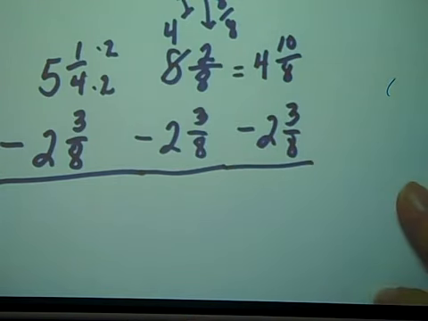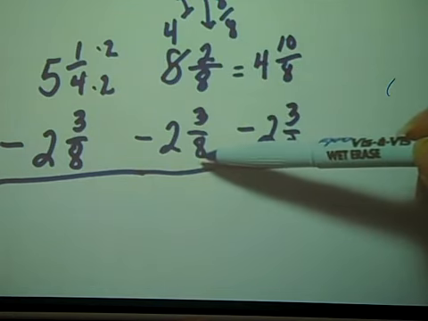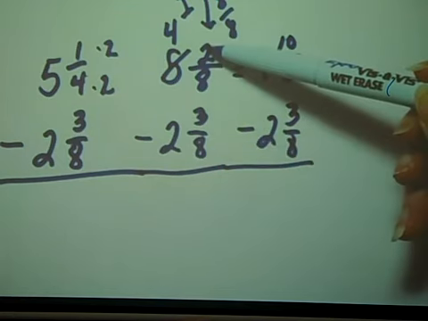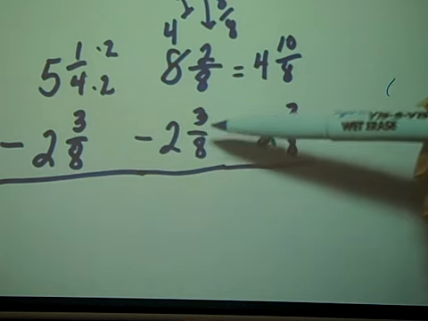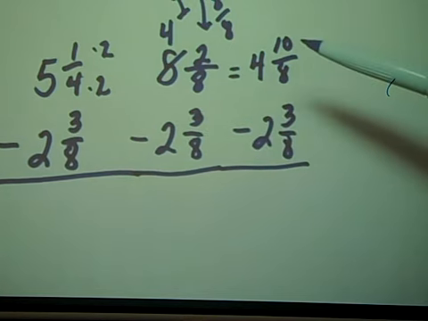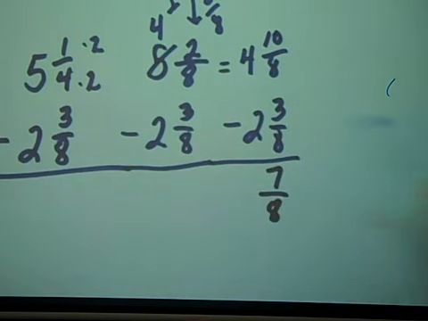So when you have to borrow, you don't know that you need to borrow until you've made your common denominator. And then if this numerator is smaller than this one, then that's the clue to do the borrowing. 3 from 10 is 7/8. Keep the common denominator, and 2 from 4 is 2. And that's finished.